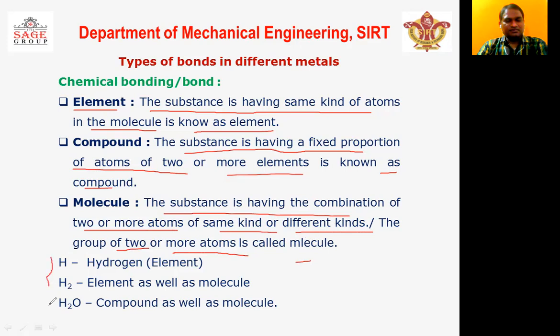So consider one example here. We have considered H2O, in which H is hydrogen, that is an element. As per the definition, the substance which has the same kind of atom in the molecule is known as an element. So H, hydrogen, right? This is an element. Then H2 is also an element as well as a molecule, because as per the definition of molecule, the substance has a combination of two or more atoms of the same kind. So H2 has two atoms of the same type of element.